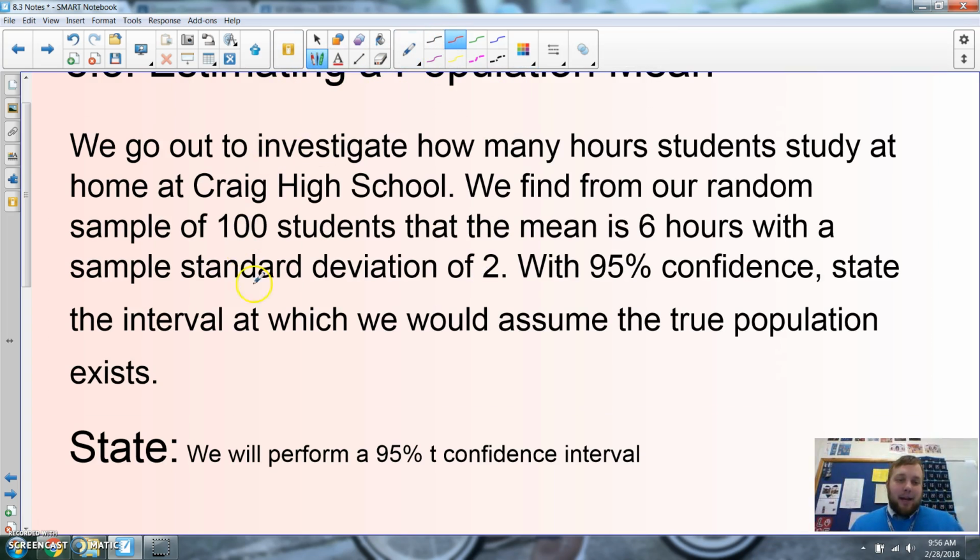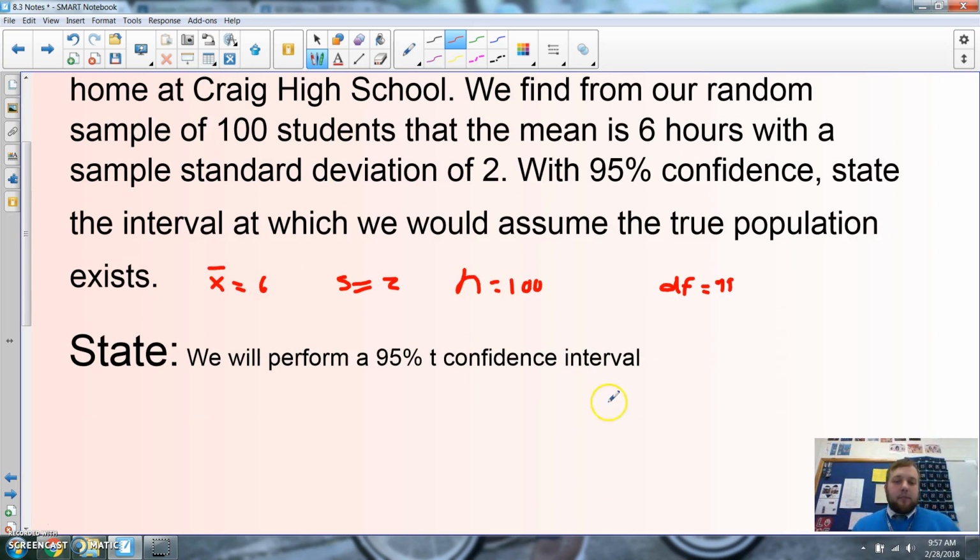So I have, let's see, X bar is 6 hours. My sample standard deviation is 2. N is 100. Right? And for kicks and giggles, DF is 99, right? Okay. Let's keep at it. All right, we'll perform a 95% T confidence interval.